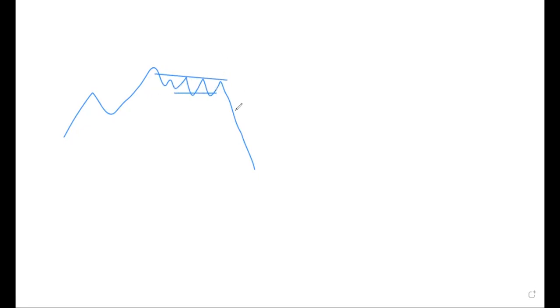My drawing is not that perfect. And what will we have here? We will have an imbalance of some sort, and we expect price to come back to the demand zone, mitigate it, and go down, right? Mitigate the supply zone. Don't mind my drawing, it is not that nice because I'm using a mouse. So this is how we talk about supply and demand.